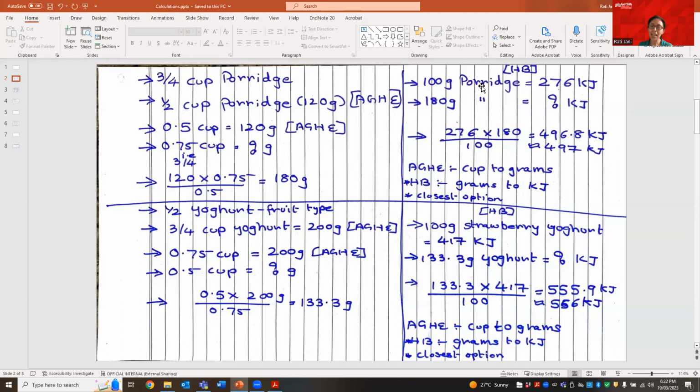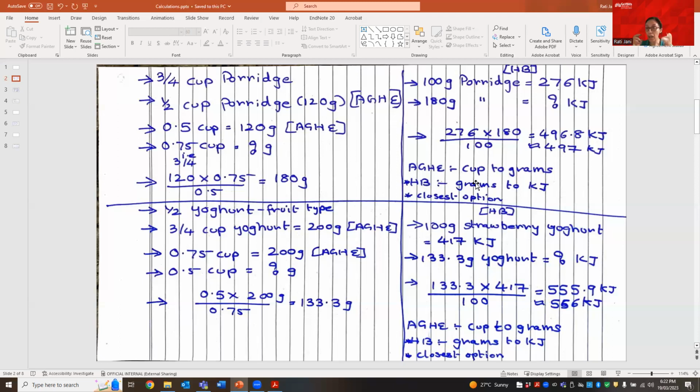But if I don't have the exact same food item, go back to your nutrition 101, which you learned in year 2. What was the principle that was taught to you? You were taught to go to the closest possible option. So guys, all of these calculations you have covered directly or indirectly in your year 2 units.